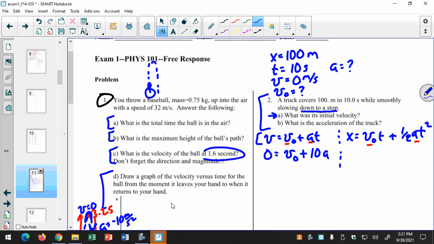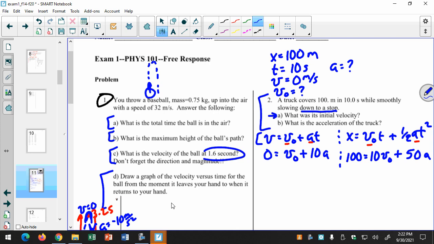I'm going to do the same over here. I have 100 equals v naught times t. That's 10 v naught plus 1/2 at squared. T is 10, so that's going to be 50a. You'll see how I did that? I did t squared, which is 100. I did 1/2 of that is 50.